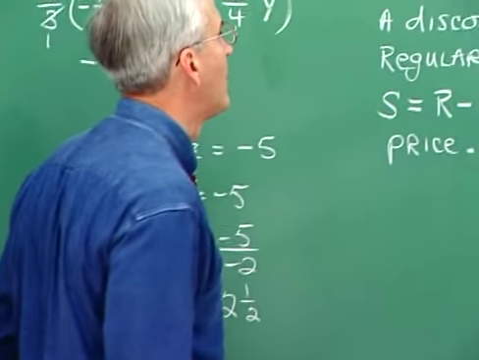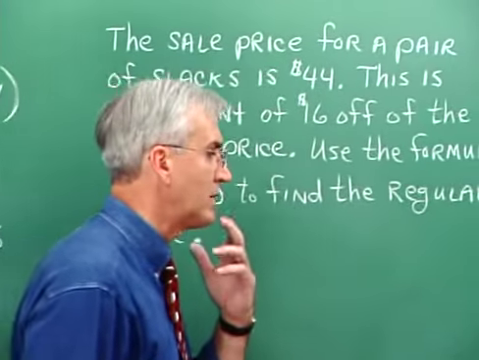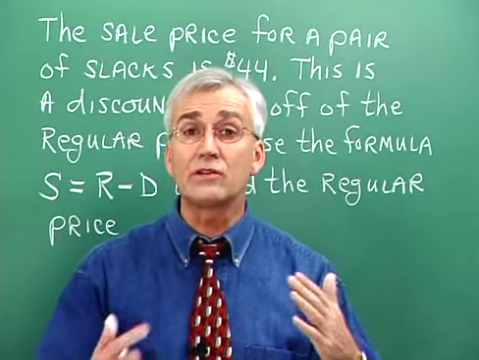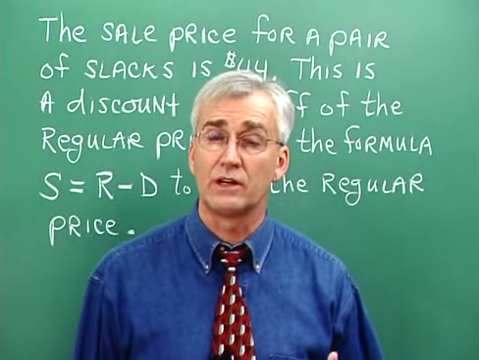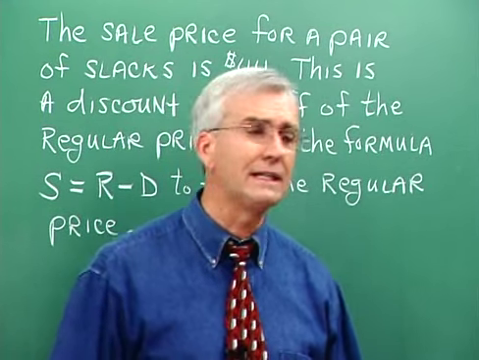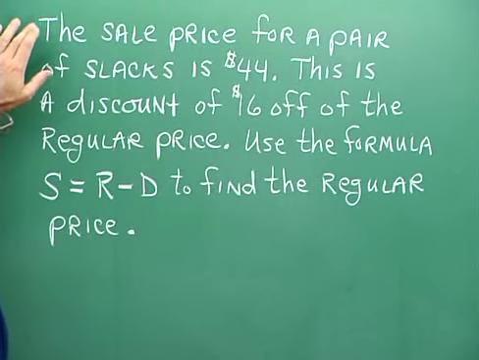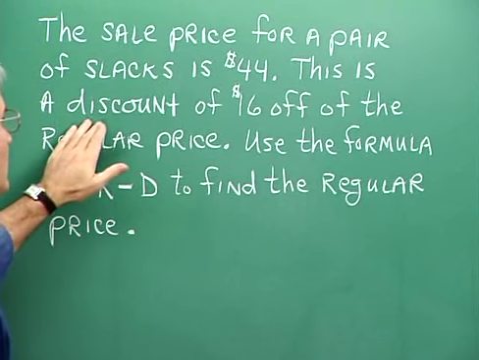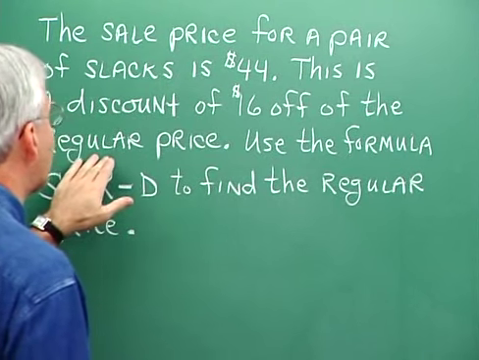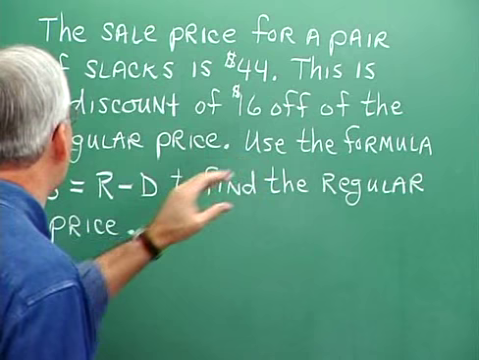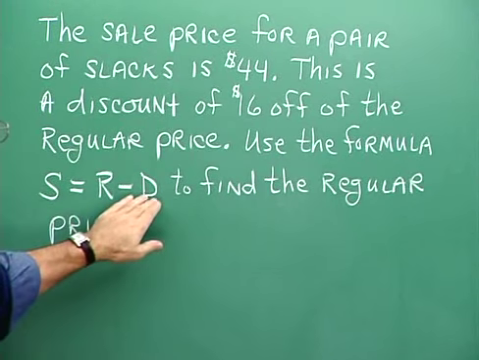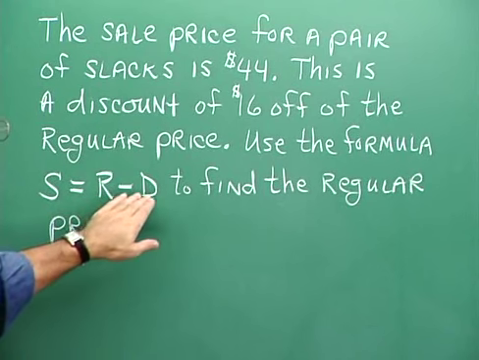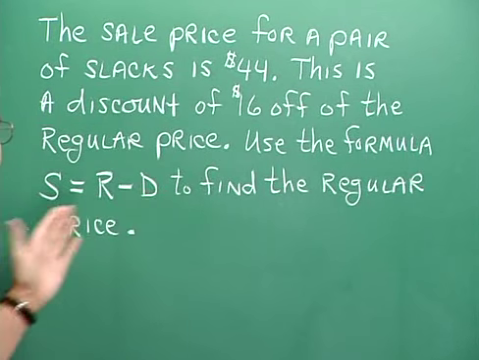Here's a word problem. Now, we've solved word problems in the past, and in fact, we've solved word problems similar to this one. We've had discount problems, markup problems, and such things, and this involves that kind of idea. Suppose we have a store and the sale price for a pair of slacks is $44. This is a discount of $16 off of the regular price. Use the formula S equals R minus D, where S is sale price, R is regular price, D is discount, to find the regular price.